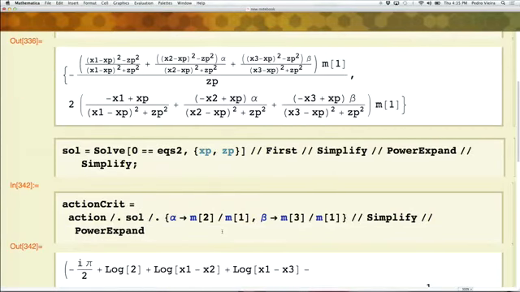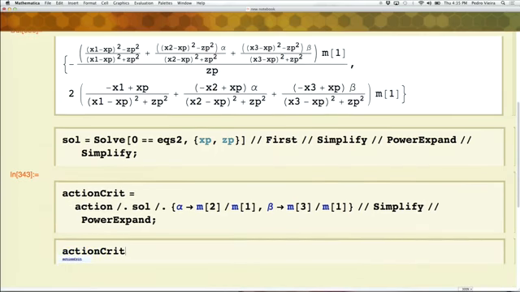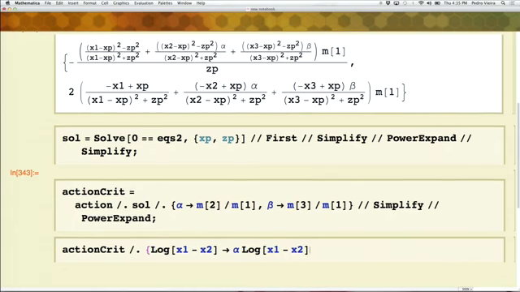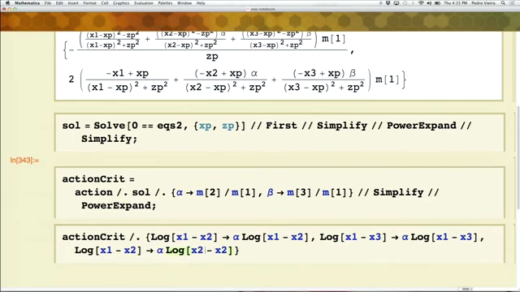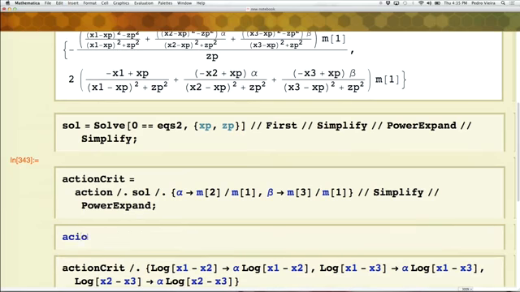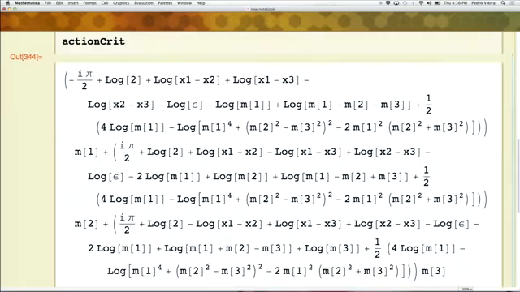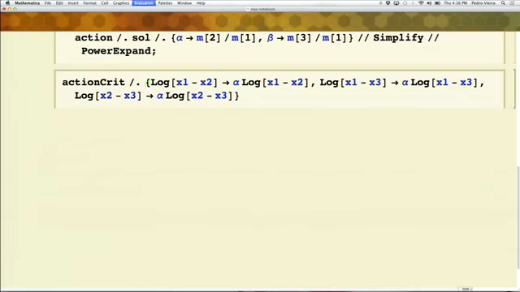Okay, but we see already some log of x1 minus x2 appearing here, which is very nice. So let's do the following. Let's take our action critical and say, if you find log of x1 minus x2, replace this by alpha log of x1 minus x2, and do the same for the other ones: x1 minus x3, and the same for x2 minus x3. Actually, let me have a look at action critical once more before making sure that this makes sense. Yeah, it's okay. Okay, so we make this replacement.